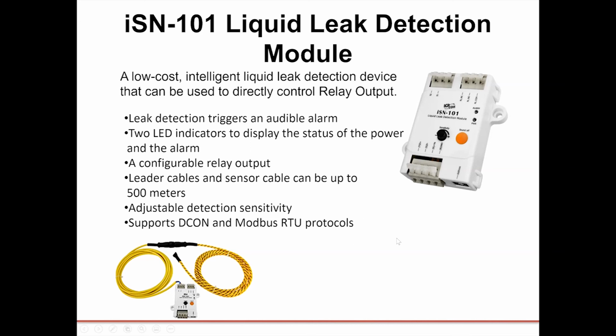So the ISN101 is a leakage detection module used in water pipe leak monitoring in buildings with two modes. It works with the water sense cable, which you install near the pipe, and it works with the water leakage probe, which is installed in a fixed location where a leak is possible.